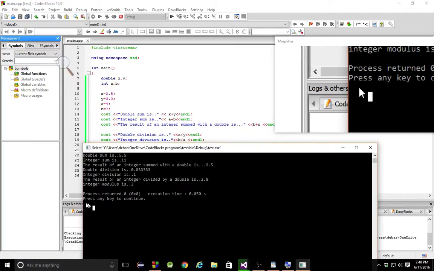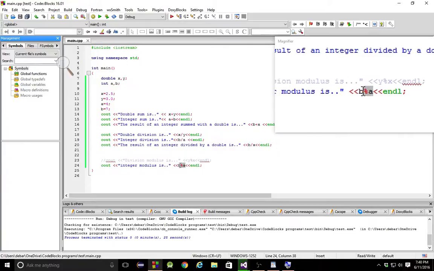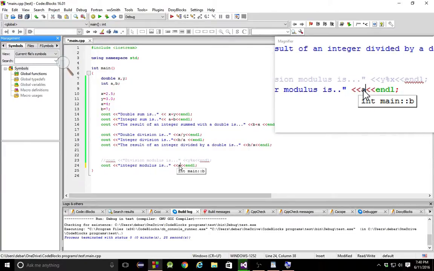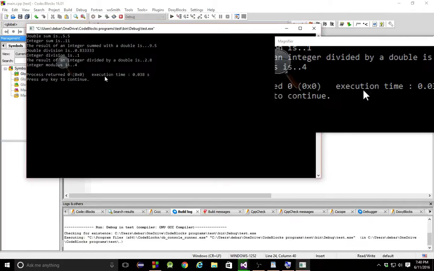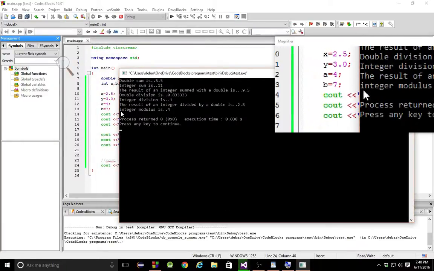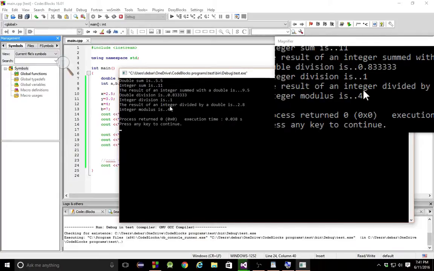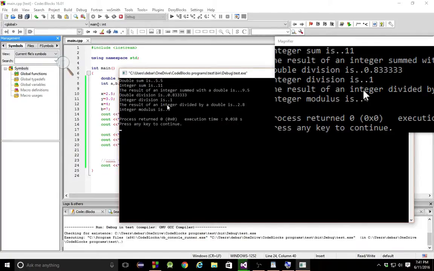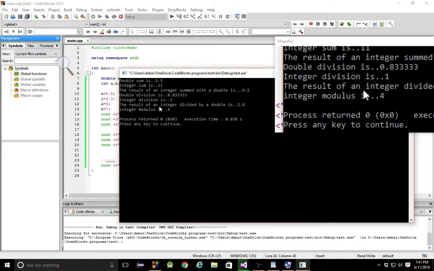But let's try 4 mod 7, or a mod b. Okay, so here I get that 4 mod 7, or a mod b, is 4. How is that possible, you're going to ask? Because when you divide 4 by 7, what happens is it rounds off to 0.